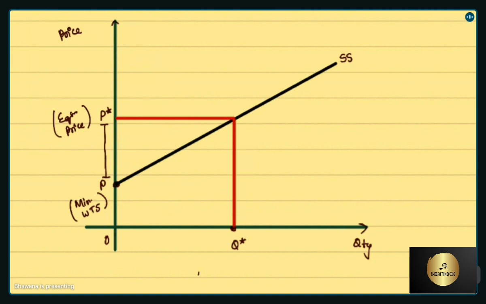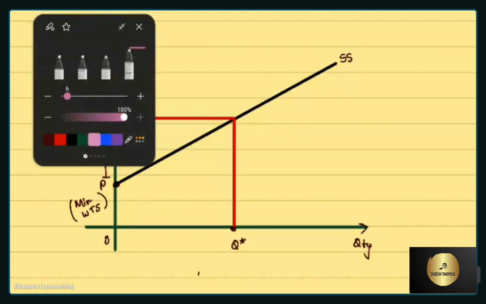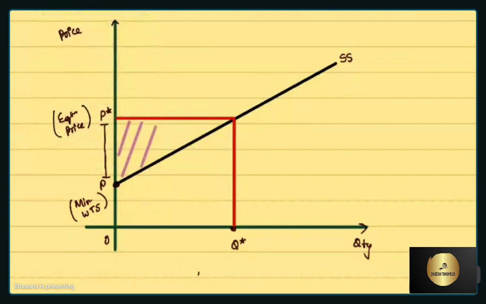The difference between these two is the surplus for the producer. So this particular triangle represents the producer surplus. Okay, this particular triangle is the producer surplus.